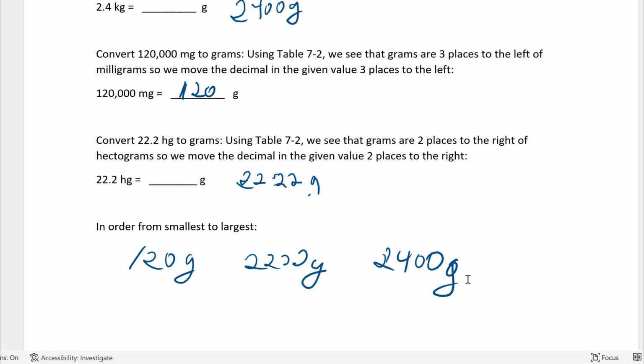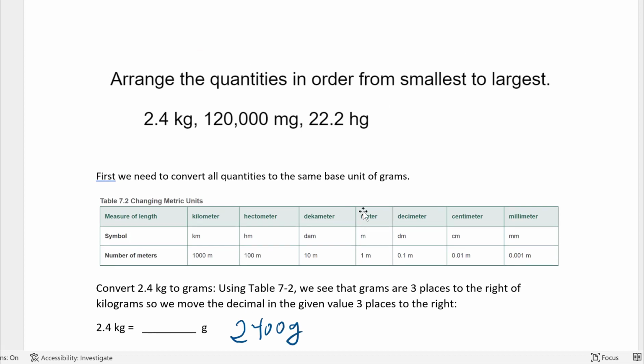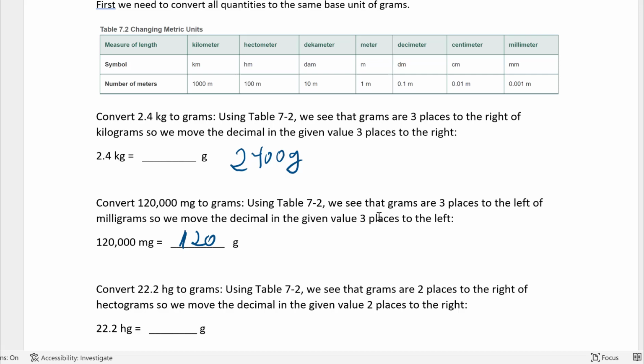So again, in order to work this kind of problem, you've got to get them all in the same units. And I recommend you go into the base units. So in this case, because it was mass, we went to grams. If it had been distance, we would go to meters and so forth.